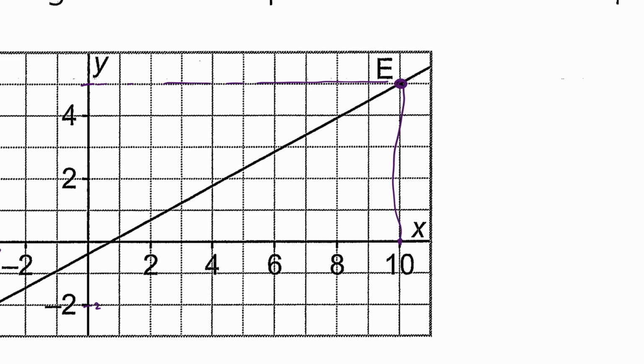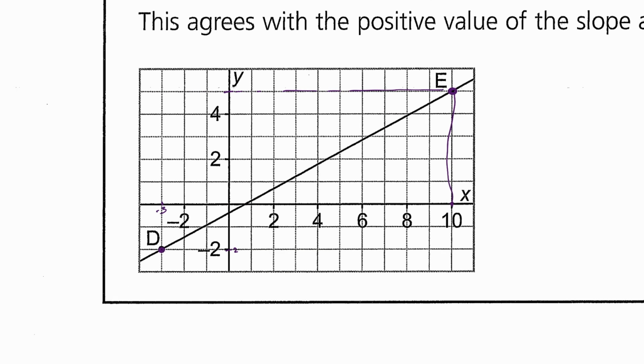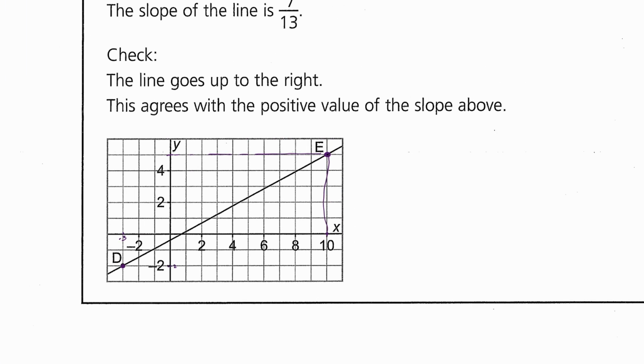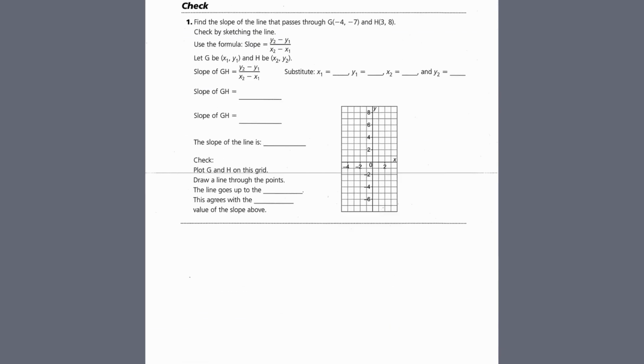So this is my next coordinate. So I have D and E over here. Connect them and you can see the graph goes up to the right like this. Which means the slope should be positive. So this agrees with the positive value of the slope above. So that's all about example 4.